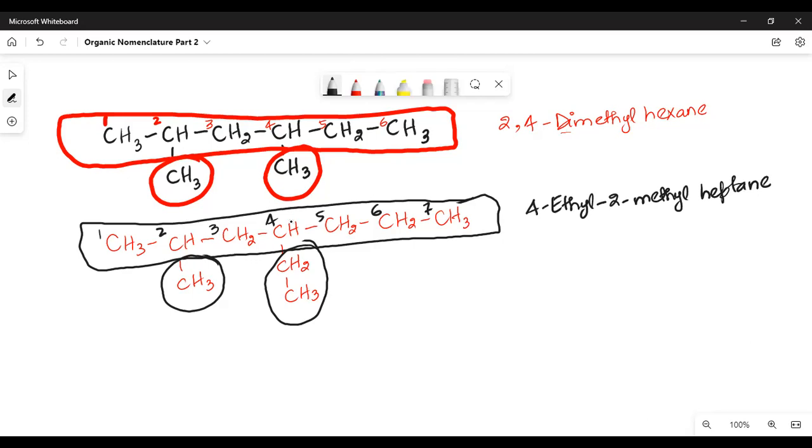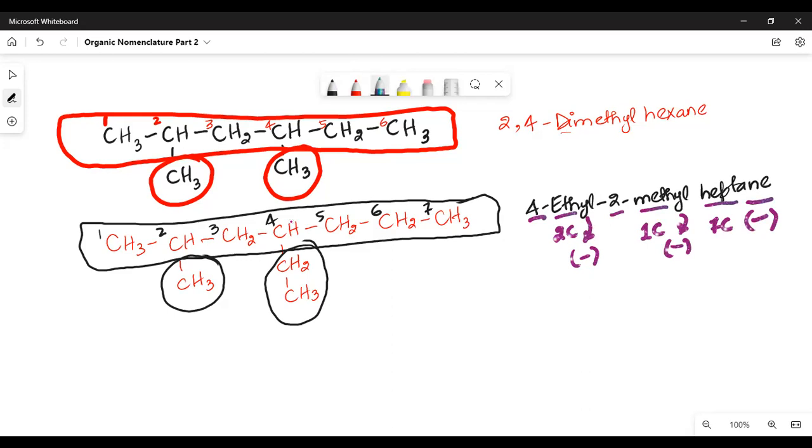Now, every part of this name should make sense to you. On the fourth position, we have the two carbon based, singly bonded alkyl group. On the second position, we have a one carbon based, again singly bonded alkyl group. There are 7 carbon atoms total in the parent chain, and all of them are singly bonded. 4-ethyl, 2-methyl heptane.